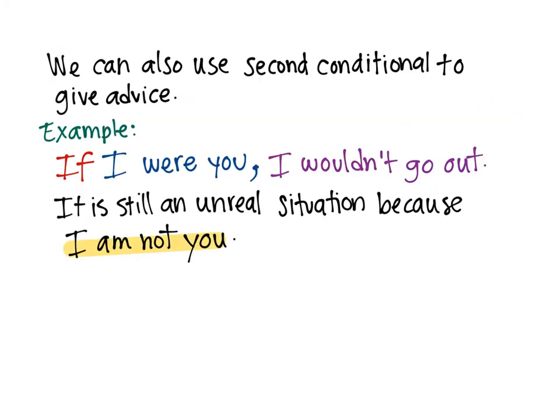As second conditional is used for unreal situations, we can also use second conditional to give advice. You may say, how? If we're giving advice, it's because we want them to do something. Well, here's an example. If I were you, I wouldn't go out. It is still an unreal situation because I am not you. So what is the unreal part of this sentence? If I were you. You are yourself.